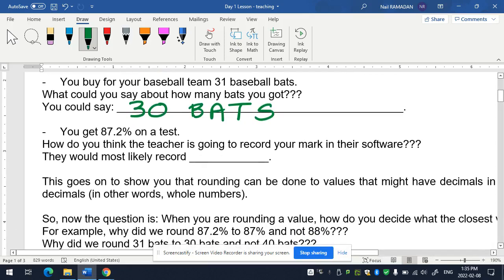Okay, finally, something I always do, and most teachers do. Let's say that on a test in this course or another course, you got 87.2% on the test. How do you think the teacher is going to record your mark in their software? Depends on how nice the teacher is. What's one rounding that's possible for a teacher to put this as? A teacher could say 87. That's fine. What does that mean? The teacher rounded up or down? Technically, they ditched the 0.2, so they were like, nah, they didn't make it across to 88. I'm going to give them 87.